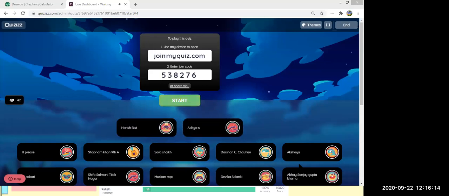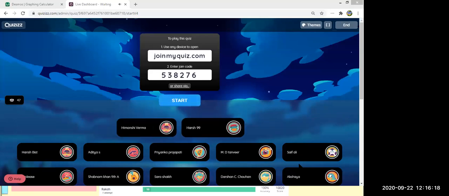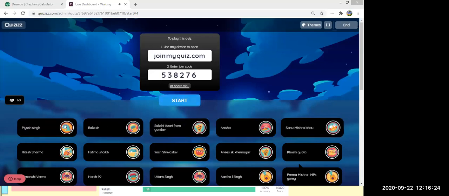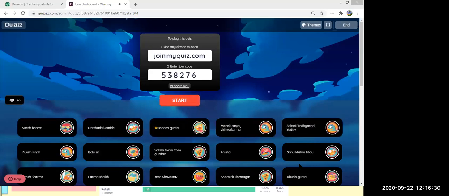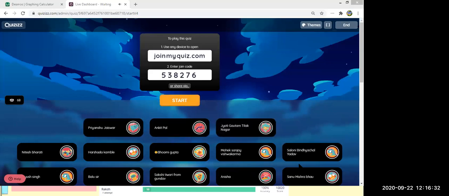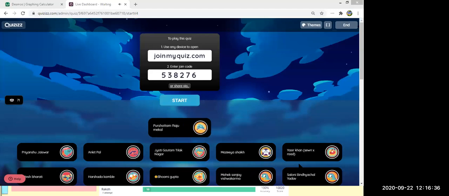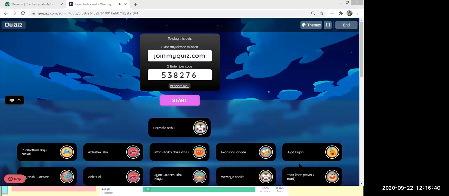538276. That's the code. Again, solving maths is a good exercise for the left brain. And the quiz is going to be really simple and easy. The thing is just that you need to be accurate with a good speed. Accuracy and speed will bring you on top of the leaderboard. We are going to wait for another 30 seconds. Let other participants also join.